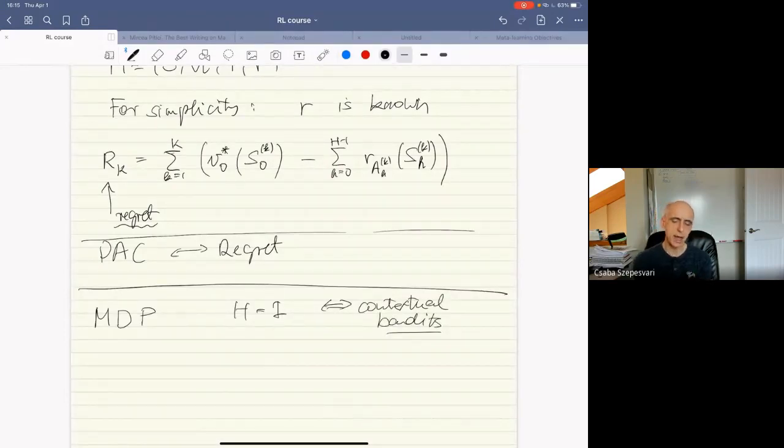So bandits are those MDPs where you don't plan for multiple steps. You don't care. As a result, you only care about the reward. You don't care about the dynamics.